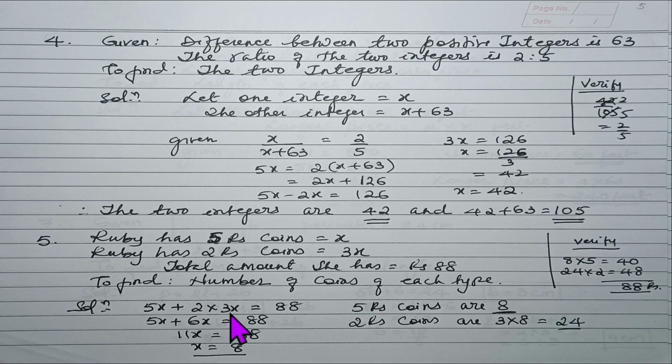Therefore we have got the total amount of 2 rupees coins and the total amount of 5 rupees coins, and when I add both I get 88 rupees. That is why I have multiplied by 2 and 5 here. So 5x plus 6x is equal to 88, 11x is equal to 88, x is equal to 8.